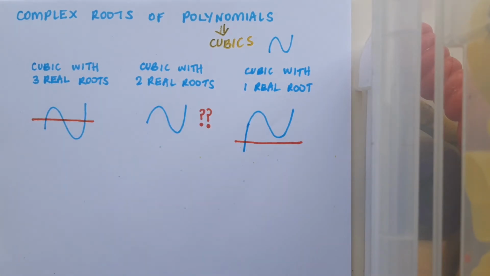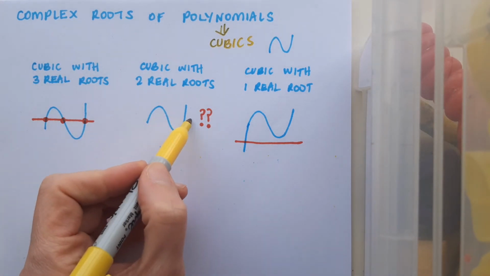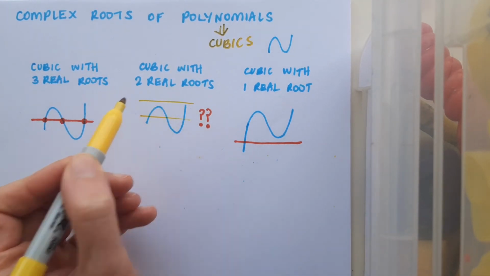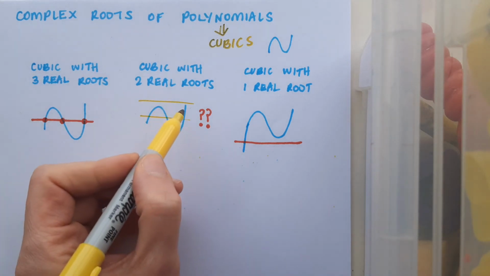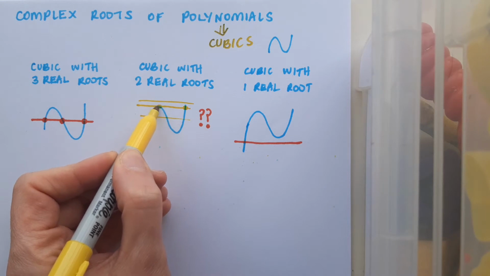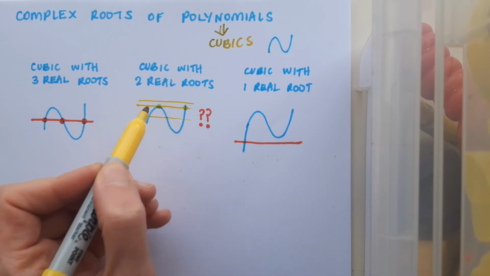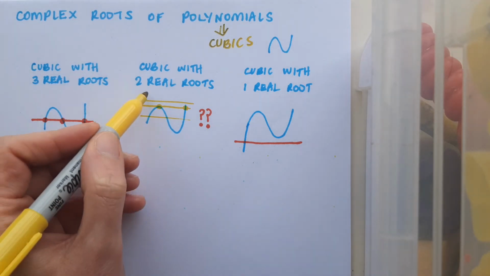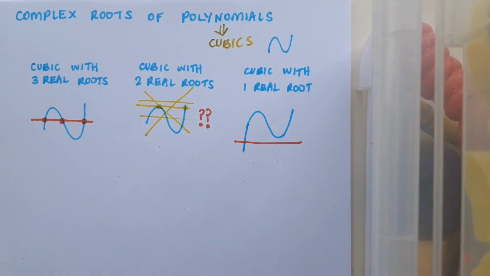So here are my sketches. A cubic with 3 real roots will go through the x-axis in 3 places. A cubic with 2 real roots, how am I going to do this one? Well, if I draw a line here, I'm going to have 3 real roots. If I draw a line here, I'm going to have 1 real root. I suppose I could maybe argue that in this scenario I've got 2 real roots, but actually I've got 1 and 2 repeating, so that's still 3 real roots. So actually it's not possible to draw a cubic with 2 real roots. So that one is gone out of the mix.